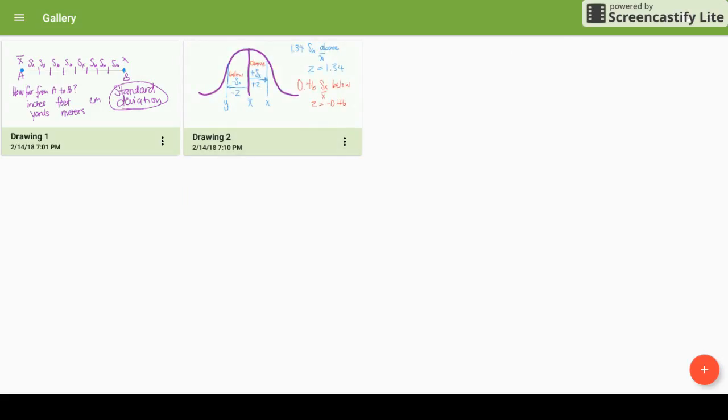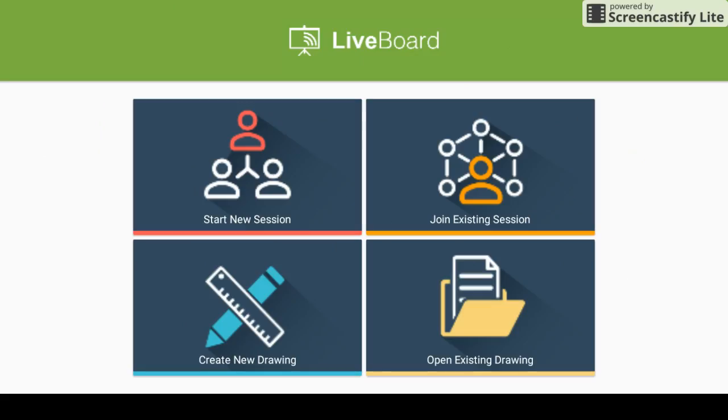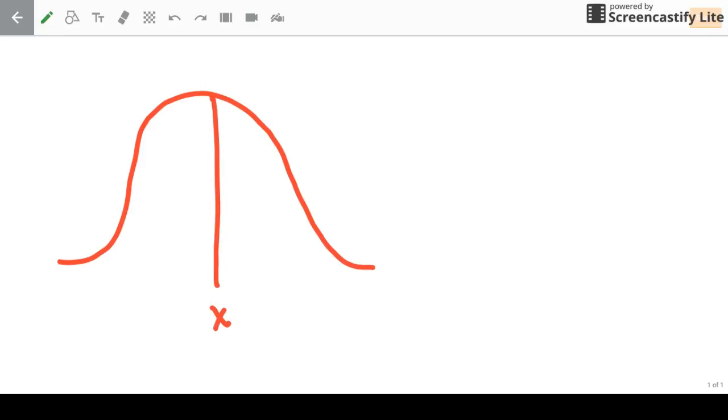Okay, so here's a quick little tutorial again about how to find a z-score. So we have our curve. Remember, our z-scores tell us how many standard deviations I am away from the mean. Whoops, I should put mean there. This should be just x. Okay, so this is x.